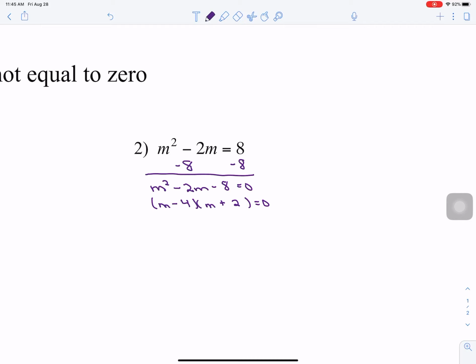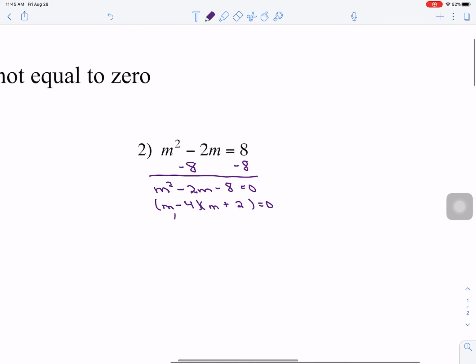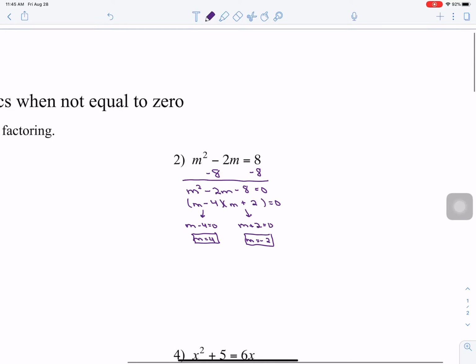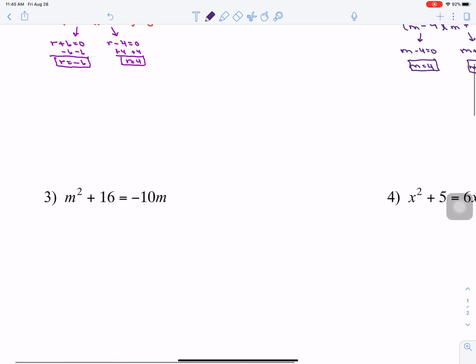Now once we have it factored, we're going to take each term and set it equal to 0. M minus 4 equals 0. M plus 2 equals 0. And solve. In this case, m would be 4. If I solve that, m would be negative 2. And that would be your two answers. So the key here is just to make sure that you are setting it equal to 0 before you begin.